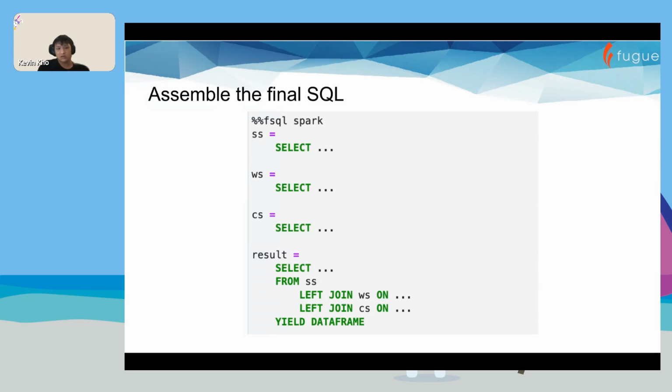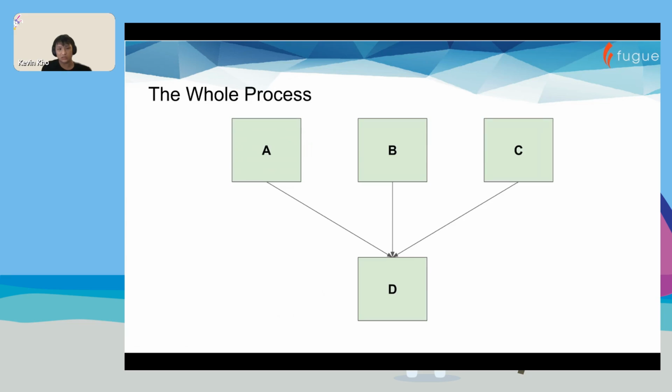And then once you're done, something that FugueSQL allows is having multiple select statements. So here we have this variable ss, and that will store the result of this select statement. WS will store the result of this select statement, and same thing. And then we can put them all together in result, where you can use all of these previous tables, and then we can yield that final result, meaning we put that in memory so you can consume it with Python or pandas later on. So FugueSQL is a bit different.